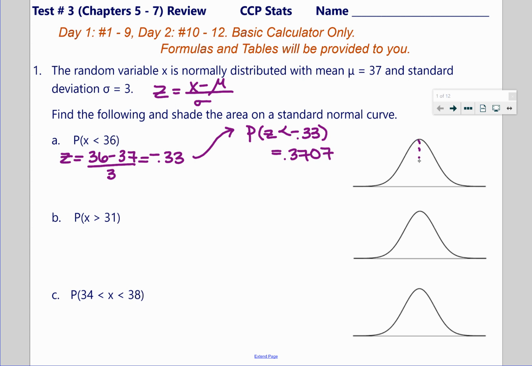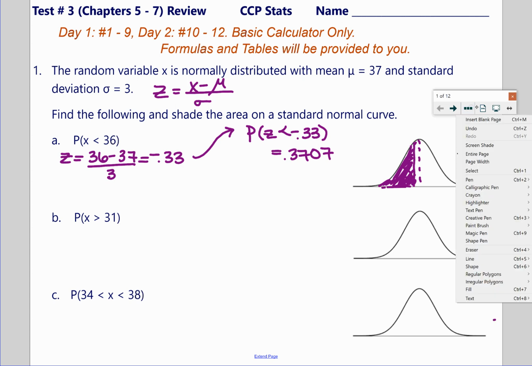So remember, the mean is right in the middle of our normal curve there at the peak. And a z-score of negative 0.33 would be just to the left of it, maybe like there. And then we are finding the area less than, the probability less than, so that would be everything to the left of it that gets shaded. Okay. Any questions on the first one?